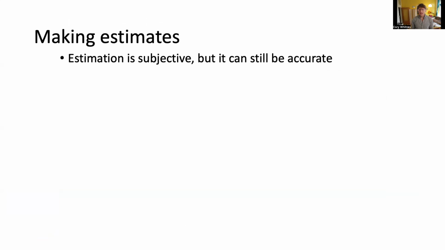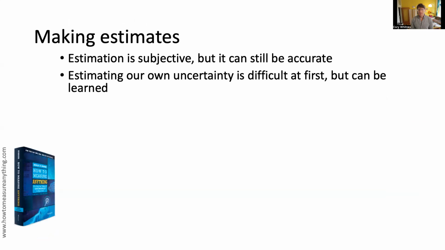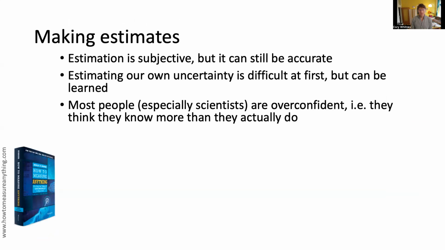So when we're making estimates, estimation is actually subjective, but it can still be accurate. And this is something that you can learn. It's difficult to start with. Estimating uncertainty may even sound rather abstract, but it's something you can learn, and you can improve. Chances are, if you're in this app looking at this video, you are a scientist. And scientists tend to be overconfident. That is to say, we think we know a lot more than we actually do.